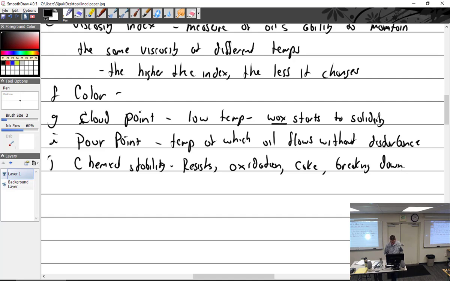All right, so we already talked about the need for lubrication, which was to reduce friction, obviously, because friction would create heat. What does friction cause? Heat? Wear? Loss of power. There we go.